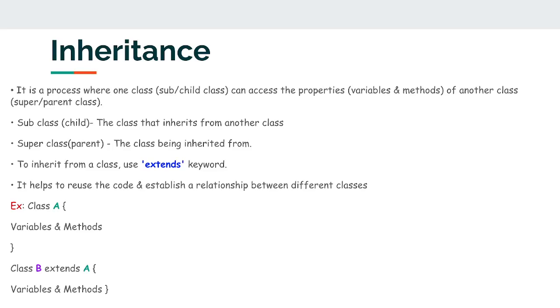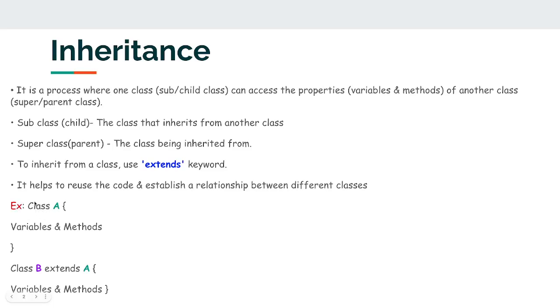or child class. The reason we use inheritance is that it helps you to reuse the code and establish a relationship between classes. We'll see an example of the benefit of reusing the code. This is the key point, reusing the code. It saves your time and makes your code simple and easy. So here is an example of the syntax.